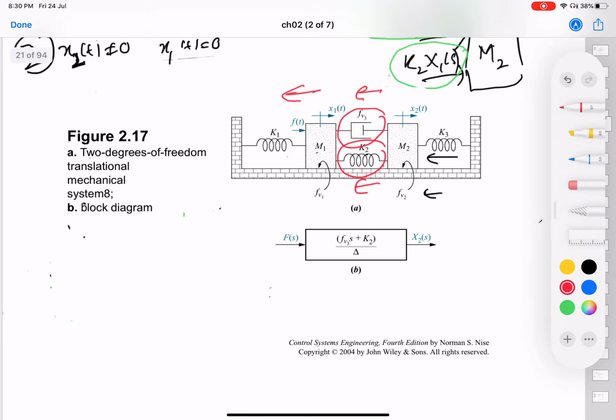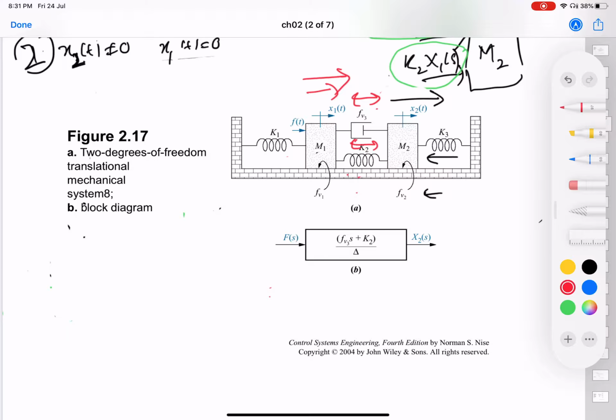Not to the left hand side, to the right hand side, because this M2 is moving towards right, so this damper is being extended like this, right, and the spring is being extended like this. So because of that, these 2 forces will try to push this mass M1 to the right hand side, right?